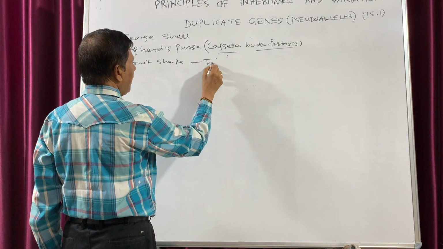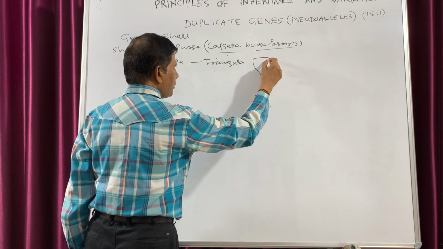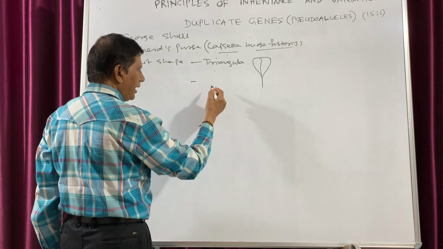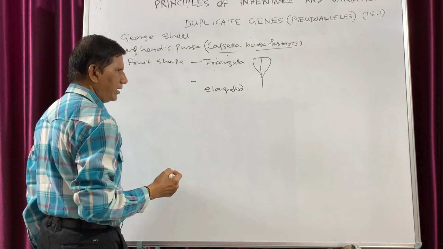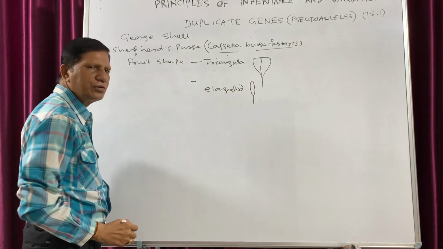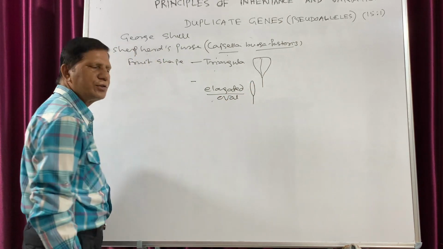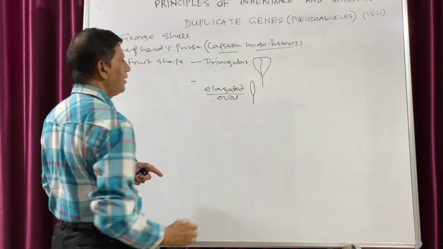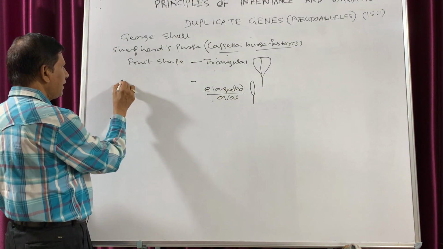They may be triangular, when the fruit will look like this, triangular, or it may be elongated, when it will look like this, elongated, or sometimes you can also say oval. So a cross was made between a pure triangular type and a pure elongated type, and usually this is regulated by two genes.